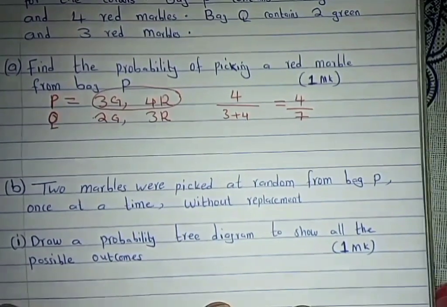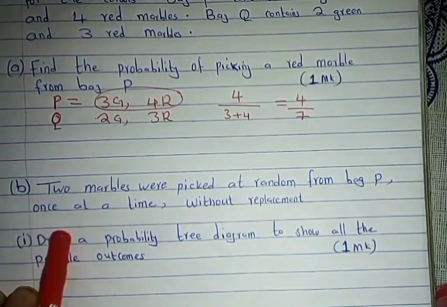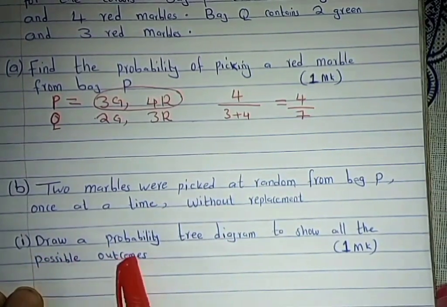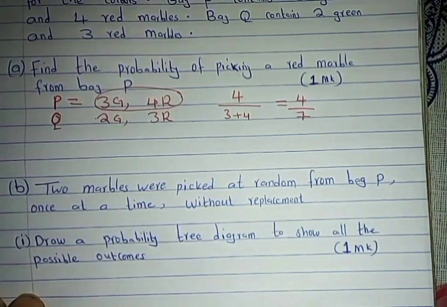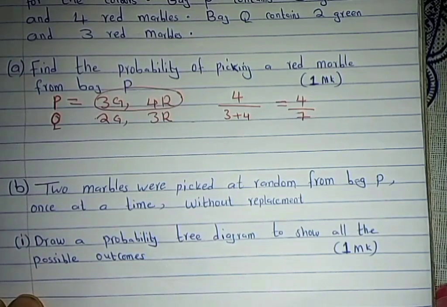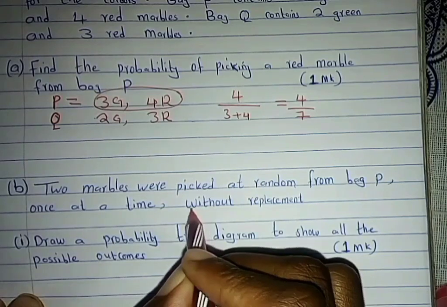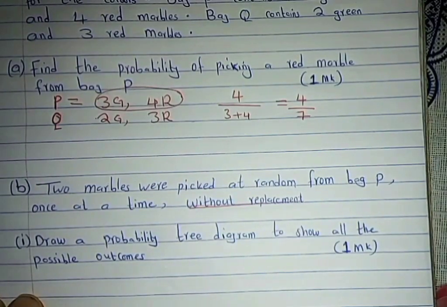Part B, it says 2 marbles were picked at random from bag P, one at a time, without replacement. Draw a probability tree diagram to show all the possible outcomes. So we have to note some words here, words like picked without replacement. In other words, when you pick one, you don't replace it back. So when you pick, there's a reduction in the total number.